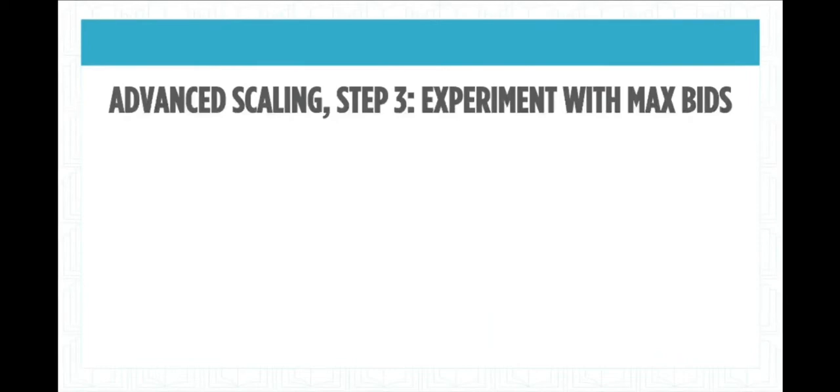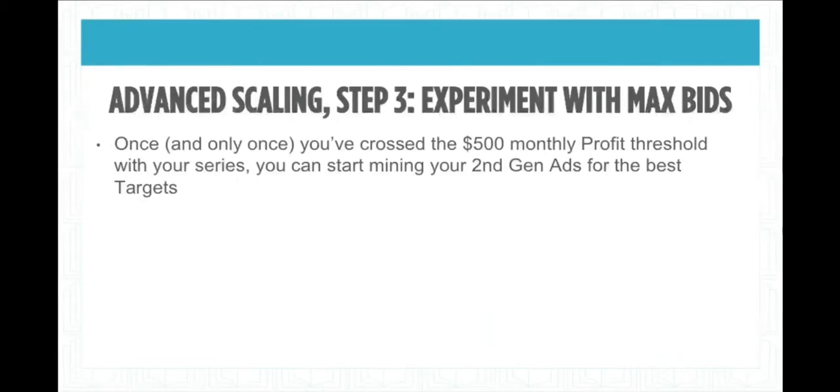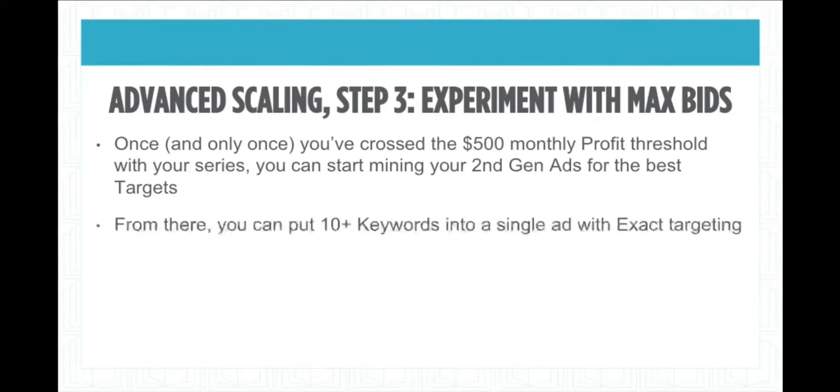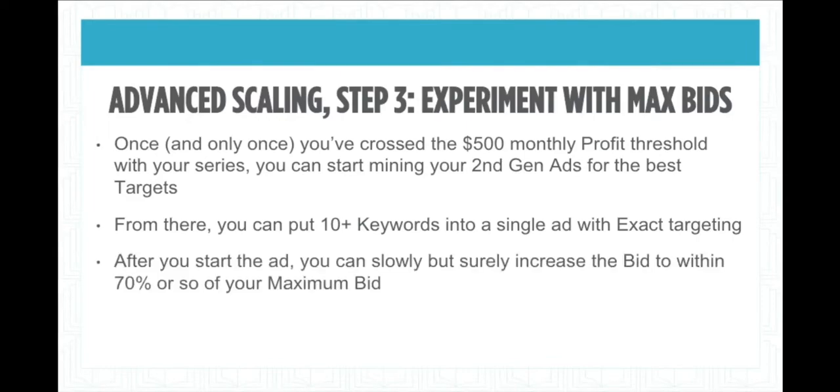And step 3 of advanced scaling. Once and only once you've crossed that $500 monthly profit threshold with your series, you can start mining your second generation ads for the best targets. From there, you're getting that third generation ad together. You find the best of the targets that were in your second gen ads, put them into a third generation ad, and after you start the ad, you can slowly but surely increase that bid.